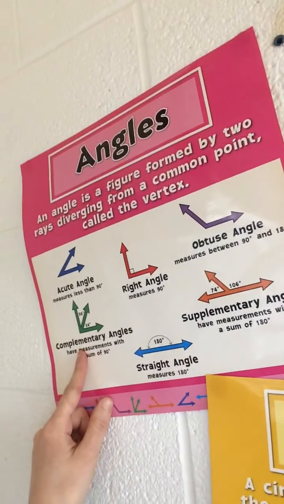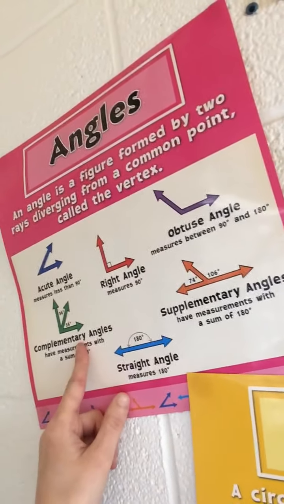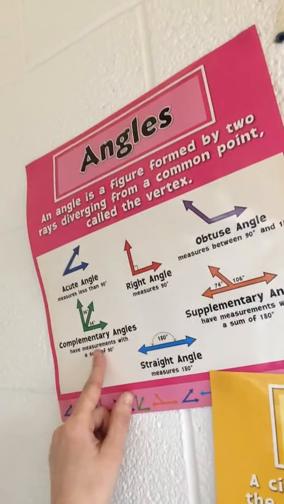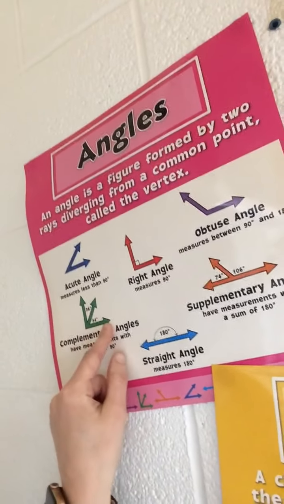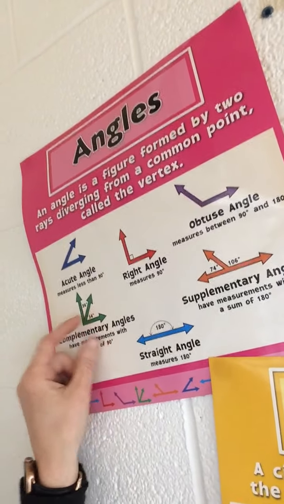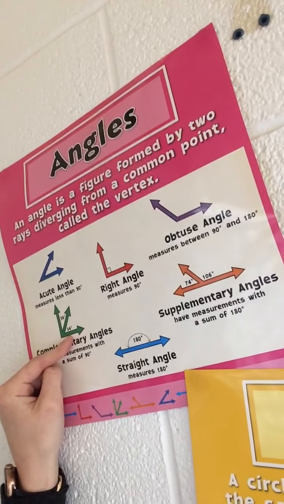Then we have complementary angles. So this is what you're going to have to start doing this week to find missing angles. Complementary angles means that if there's two angles, since this is a perfect right, these two angles have to add up to 90 degrees. Okay, so 36 plus 54 is 90.